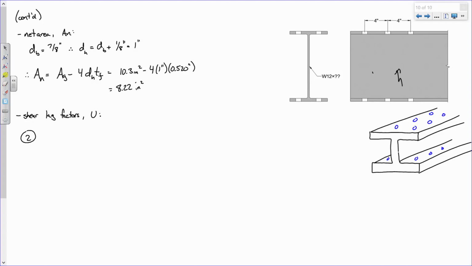So shear lag factors. For case 2, we need an X bar and a length. Let's deal with the connection length first. How long is this connection? 8 inches. Now the X bar, what are we going to do? The equivalent WT, but what property from the WT?